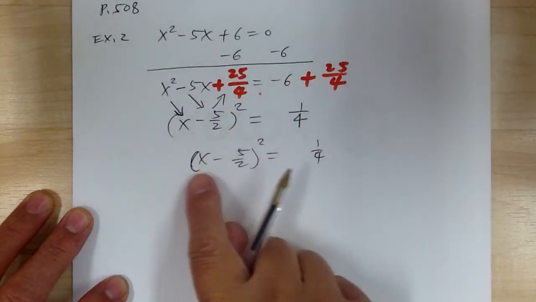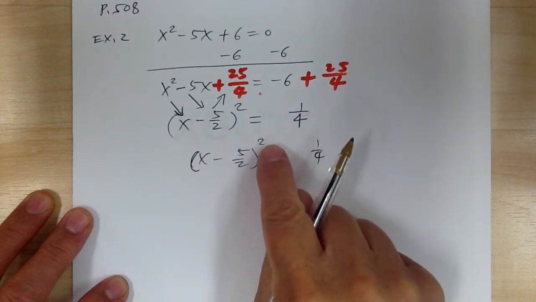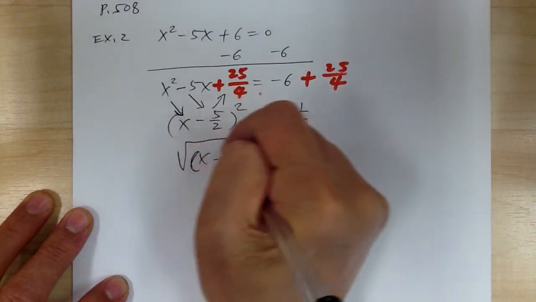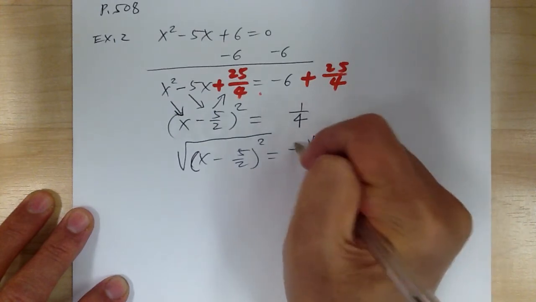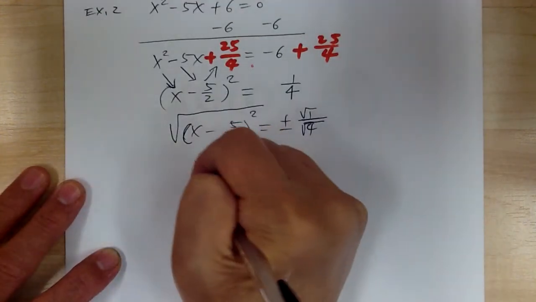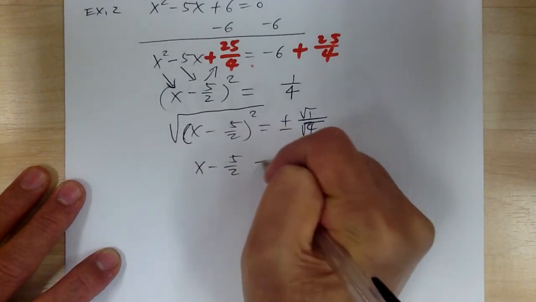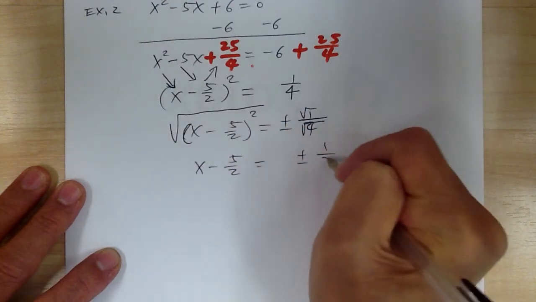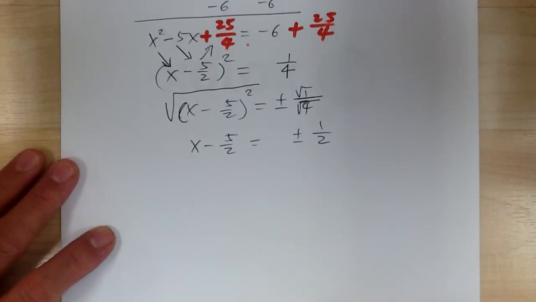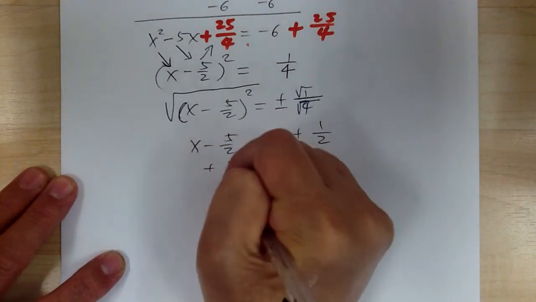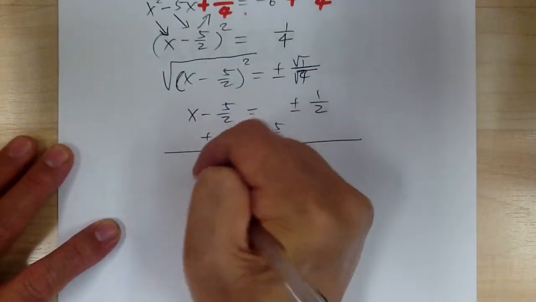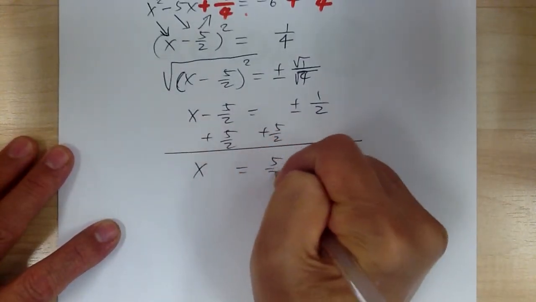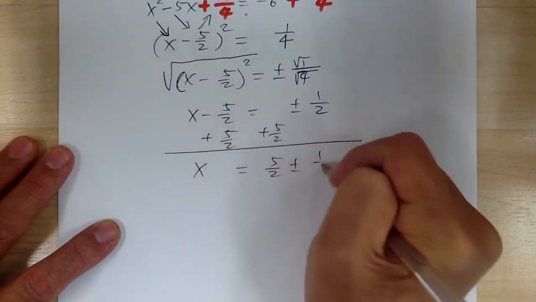So again, right now I have a perfect square, so I'm going to undo the square by taking the square root and put a plus or minus. So I get x minus 5/2 equal to plus or minus 1/2. The next step, I'm going to add 5/2 to solve. So I get x equal to 5/2 plus or minus 1/2.